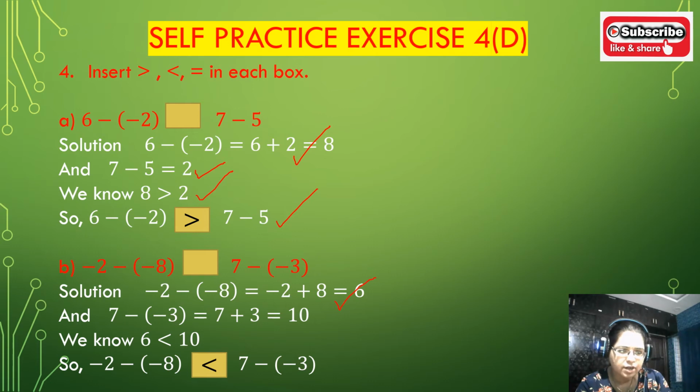And right hand side expression is 7 minus of minus 3. Minus of minus is plus, so 7 minus of minus 3 equal to 7 plus 3. 7 plus 3 is 10. We know 6 is less than 10. So the left hand side expression is less than the right hand side expression. So minus 2 minus of minus 8 is less than 7 minus of minus 3.